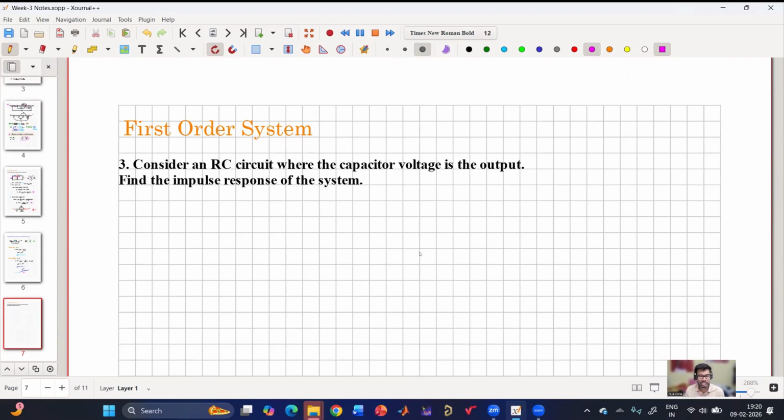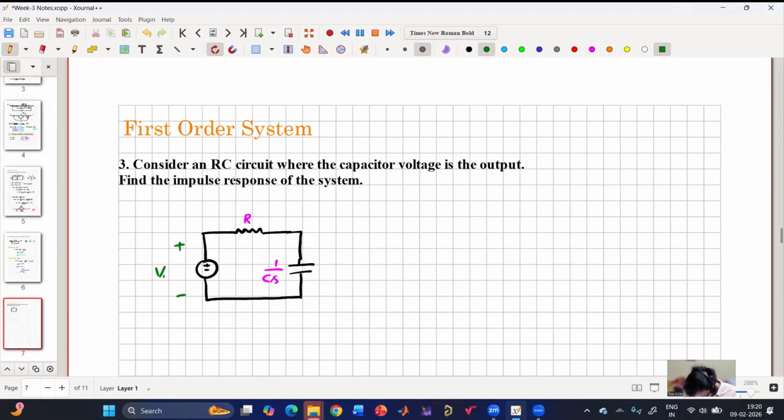Consider an RC circuit where the capacitor voltage is the output. First let us find the transfer function, and then we have to find the impulse response of the system. So I have considered one RC circuit. This is the resistor and this is the capacitor. Let us maintain it in terms of R and C to keep the problem generic. This is my V in, this is R, this is 1 by CS, this is my input V of S, and this is V naught of S.